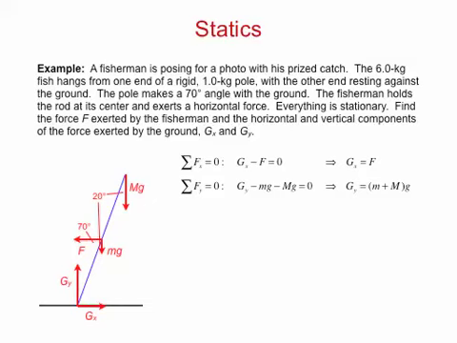For the torque equation, we first have to choose a point to calculate torques about. We can choose any point we like, but it usually is best to choose the point where the most forces are acting. In this case, that's either the bottom of the pole, where G sub x and G sub y act, or the middle of the pole, where F and little m times g act.